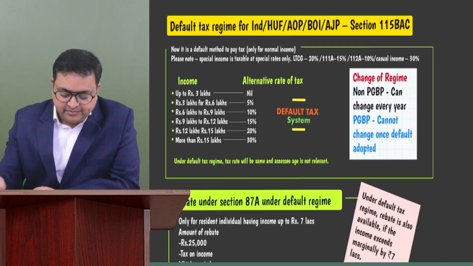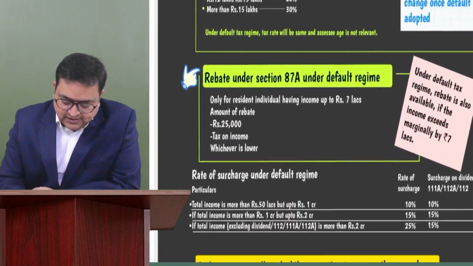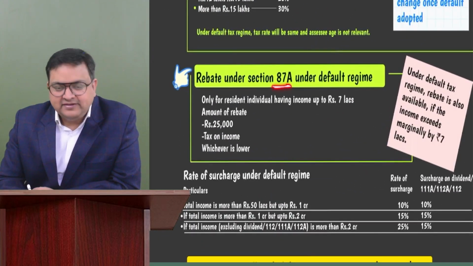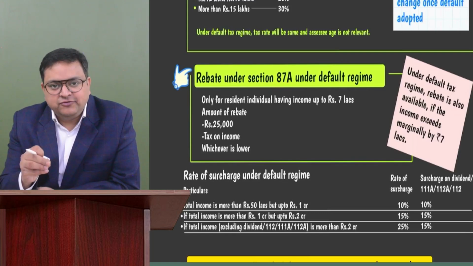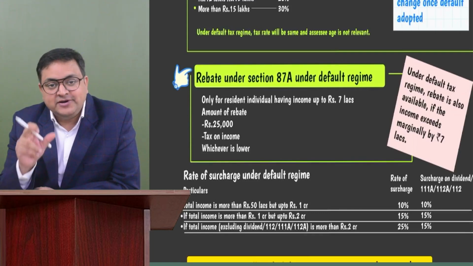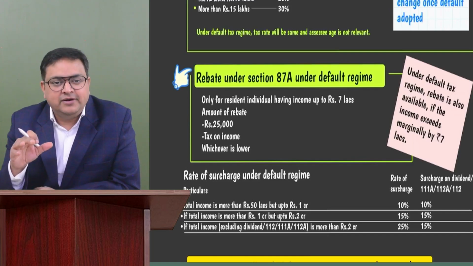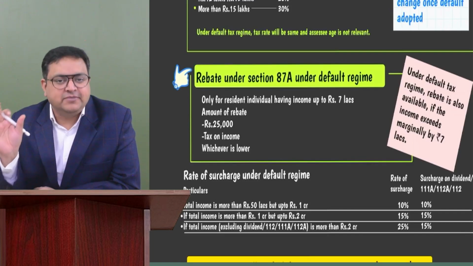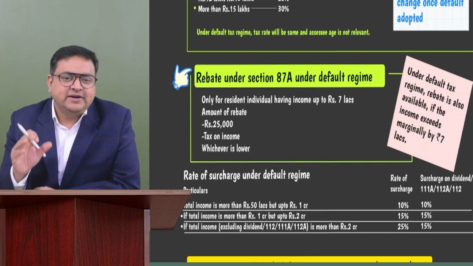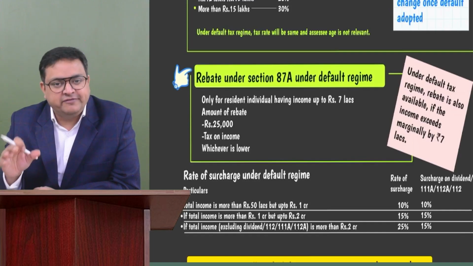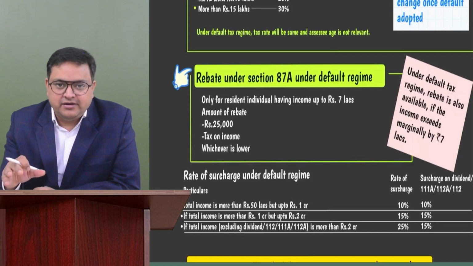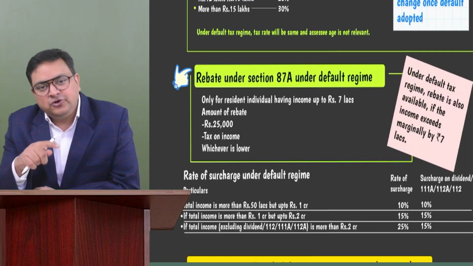The second important thing is rebate. The rebate section is 87A. Even if you don't remember the section, that is completely fine, but you should know the provision of how much rebate is available. Rebate is available to those assessees whose income is not that much. Under the default regime, it is 7 lakh. If your total income is up to 7 lakh rupees, then rebate would be available. How much is the rebate? Your tax on income.